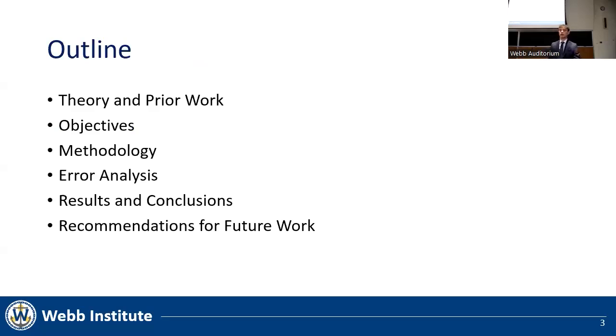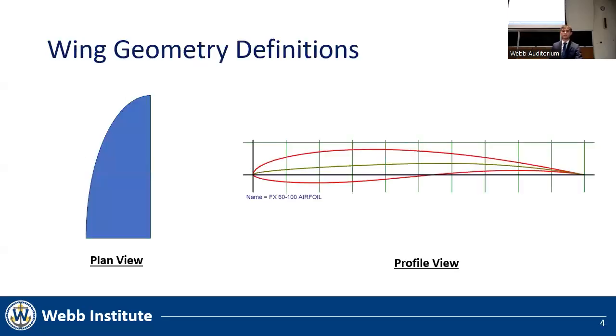I'll begin by reviewing the relevant theory and prior work. I will then state the objectives for our thesis project and describe the methodology that we use to achieve those objectives. At this point, I'll pass the presentation off to Dan to discuss our iterative analysis, followed by our results and conclusions, and finally, make some recommendations for future work.